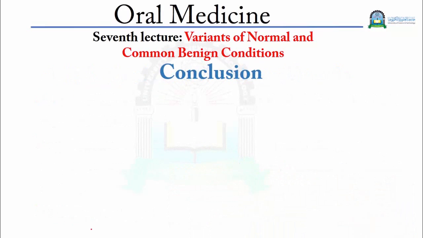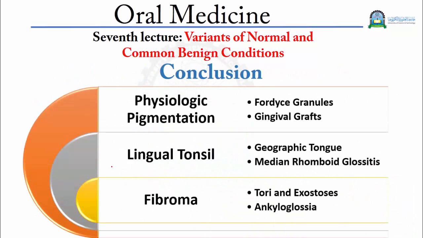In conclusion of this lecture, in which we talked about variations of normal and the common benign conditions, we talked about physiological melanin pigmentation, Fordyce granules and gingival graft, and also lingual tonsils, geographic tongue, median rhomboid glossitis, and the fibroma, and the surgical management of those three lesions: the fibroma, tori, and also the ankylosed frenulum.